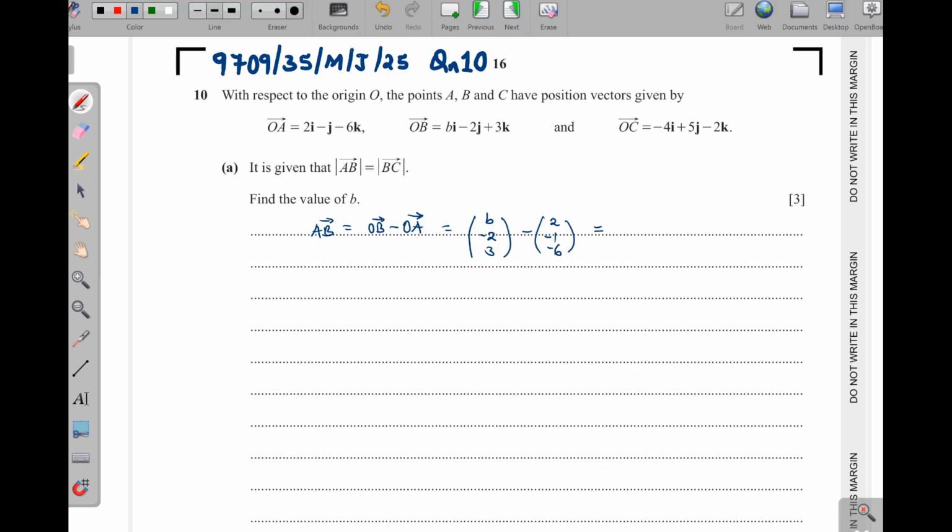And this one is going to give us B minus 2, negative 2, then plus 1. We shall get a negative 1. And then 3 minus minus 6, that one adds up, so we get a 9.